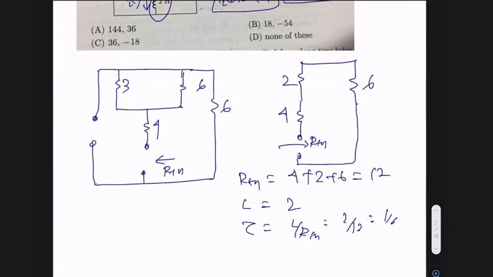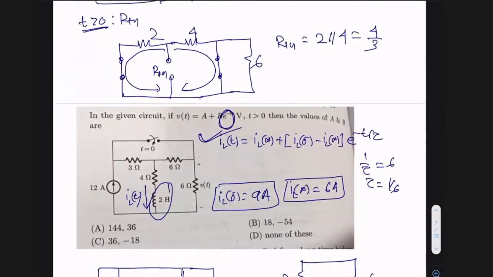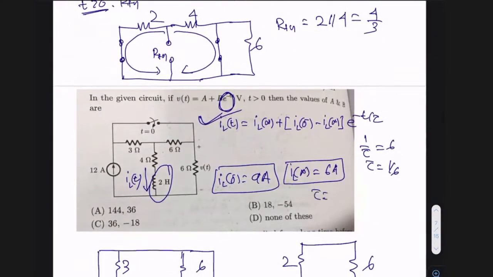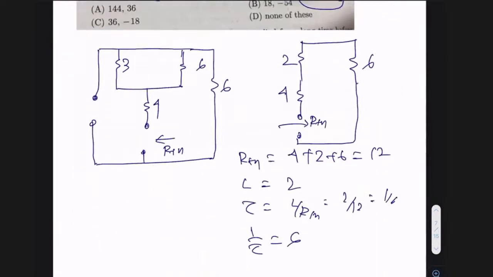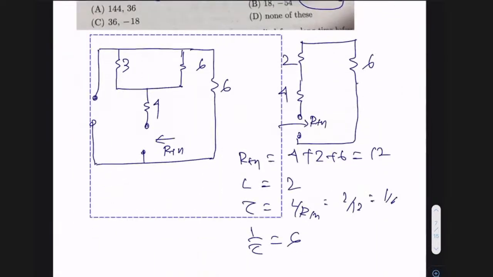Okay. So if the time constant is 1 by 6, then 1 by tau is 6, which is given in the question. So the time constant is 1 by 6. This is what we predicted, but for your understanding, I have simplified it this way.